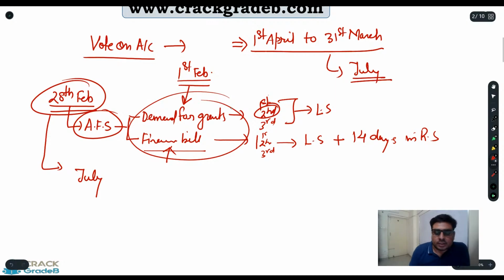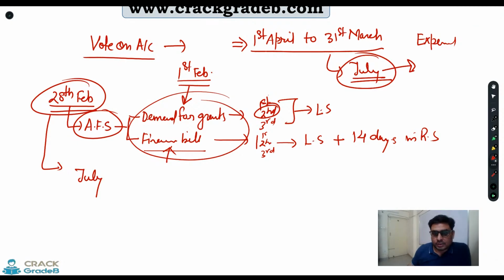So the issue is, expenditures will start from 1st of April, but your budget is going to be completely passed only by July, right? So either you have to halt all of your expenditures till then, until the budget is passed. It is not possible, because if that happens, you cannot pay salaries. People who are working for the government will not get paid, right? So it is not possible.